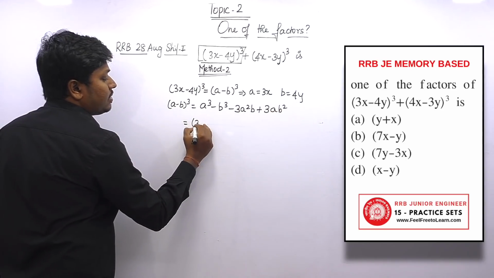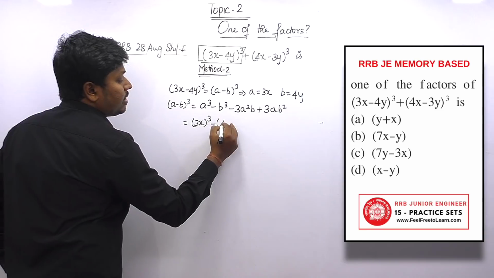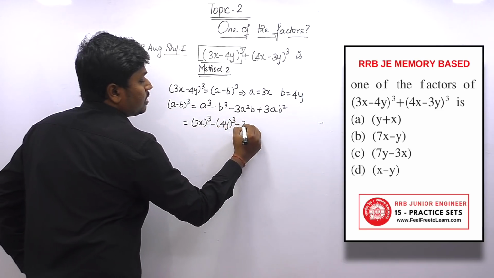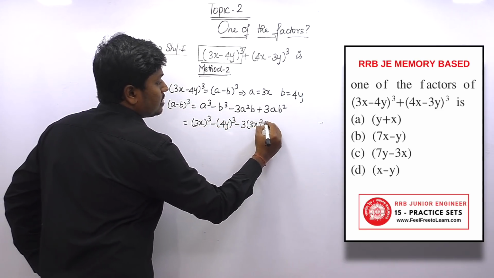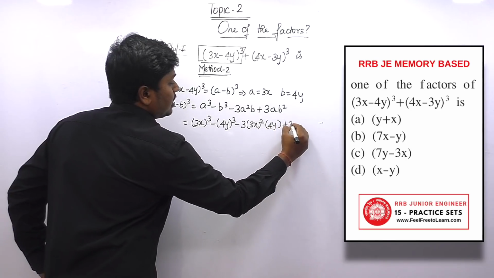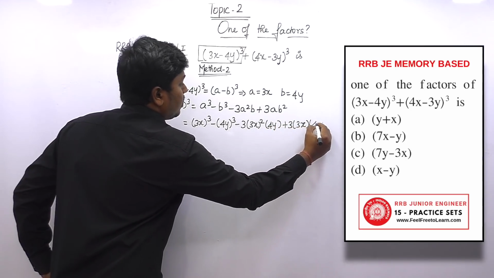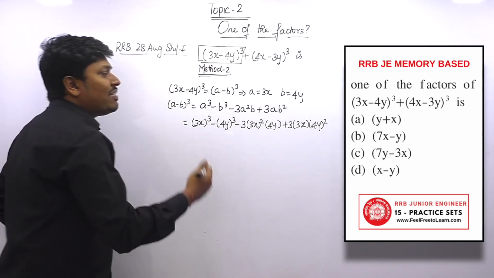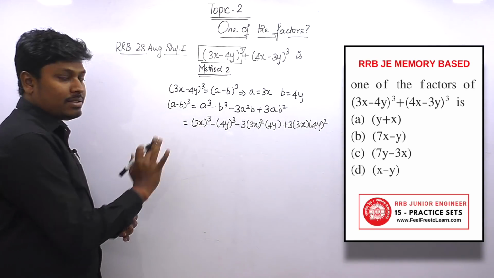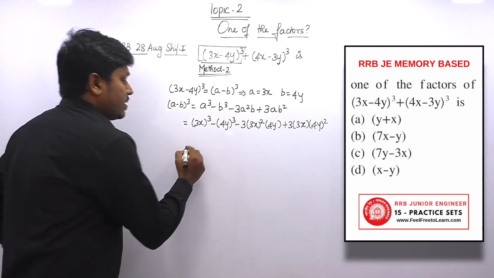Just substitute all the values here. So a will be 3x, the whole cube, so minus (4y) the whole cube, so minus 3 into (3x) the whole square into 4y, plus 3 into 3x into (4y) the whole square. Just substituting the value of a and the value of b in this formula, right? So now we need to solve this.